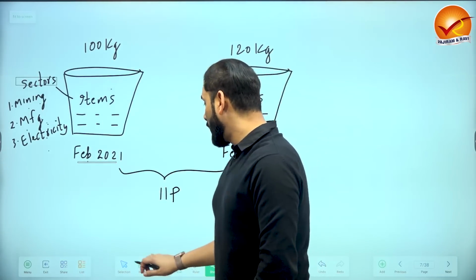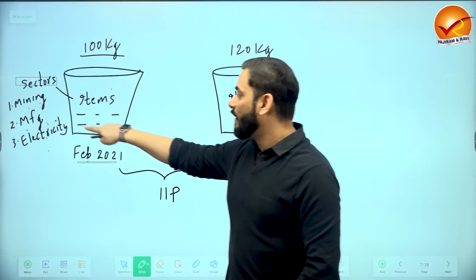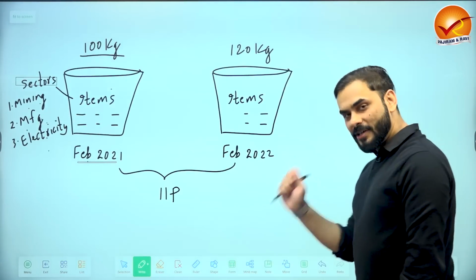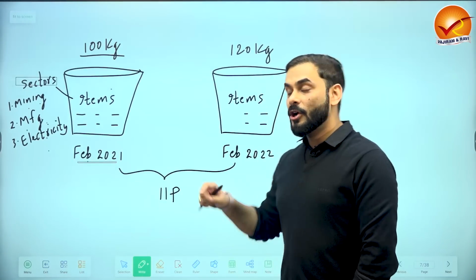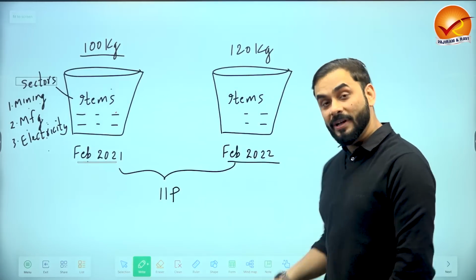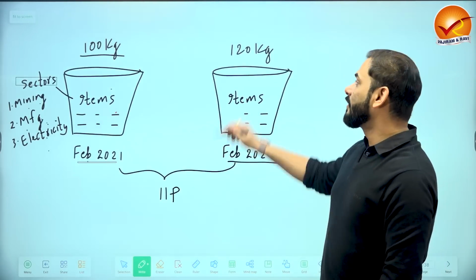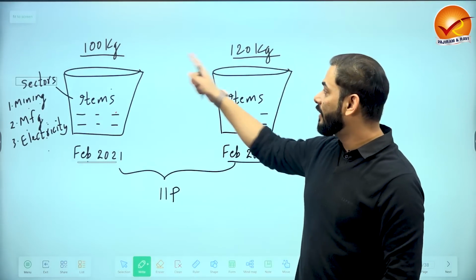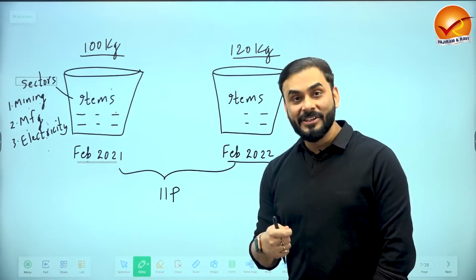Suppose how much was the production? Let's say 100 kilogram. What was the production level of this basket of goods? 100 kilogram. Now let us look at the production level or output of the same basket of goods this year, February 2022. Alright, this is your basket. So suppose the production level is 120 kilograms. So earlier it was 100, now it is 120. So has there been an increase in the production?